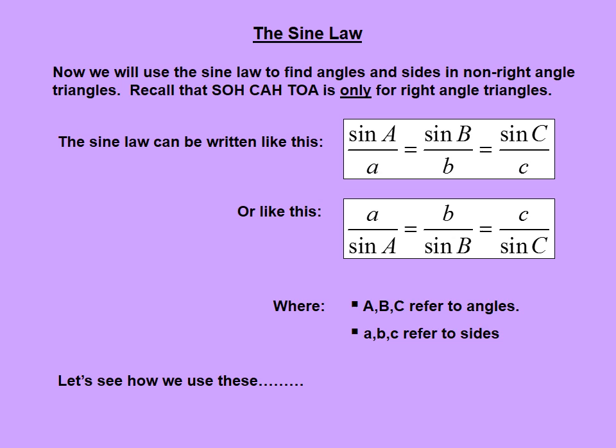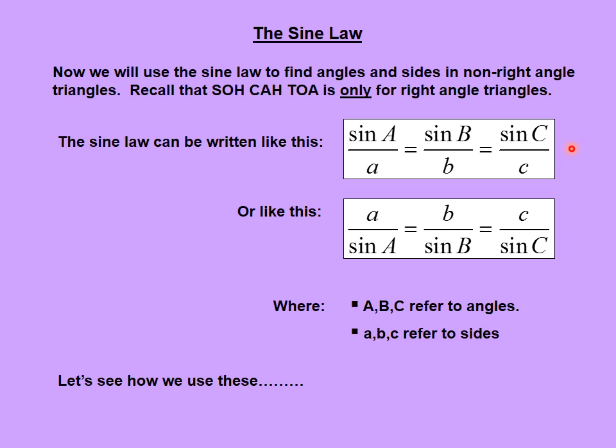So let's look at the sine law and see when we use it. It says the sine law is used to find angles and sides in non-right triangles. Remember that before, we used SOHCAHTOA only for right triangles. So this one's going to be a little bit different.